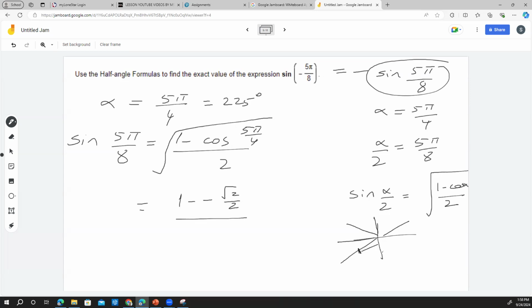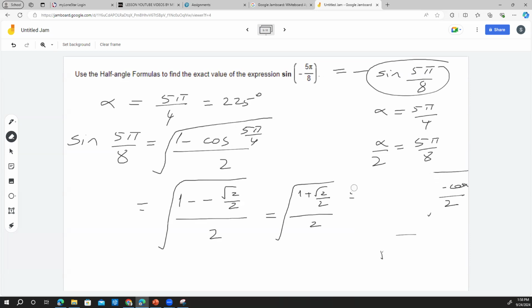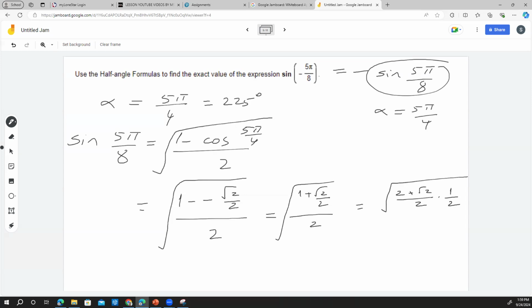We're going to have to divide this by 2, and then we will take the square root. Here, two negatives will make a positive, so I get 1 plus radical 2 over 2, and then we're going to have to divide this by 2. If I do some simplification now, I can write the 1 as 2 over 2, which will give me 2 plus radical 2 out of 2, and then we divide this by 2, so I can just multiply it by 1/2, then I have to take the square root of this expression.